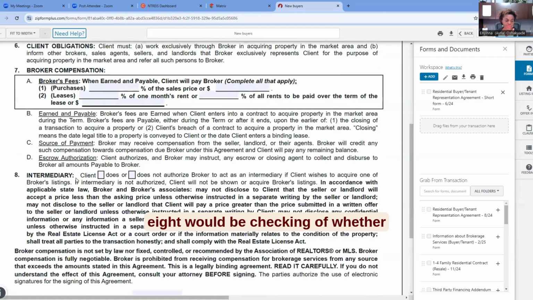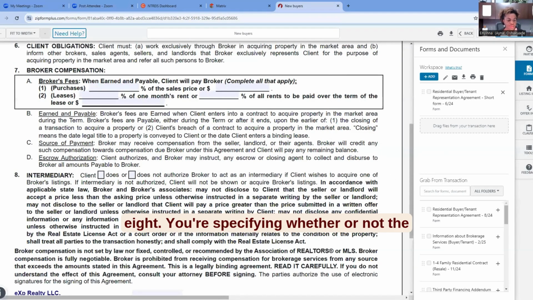And 8 would be checking off whether or not you're going to be in clause 8, you're specifying whether or not the tenant allows you to show them property that's listed by your brokerage. Usually it's a yes, so that they can see everything, including what's listed by your brokerage. But again, this is case specific.